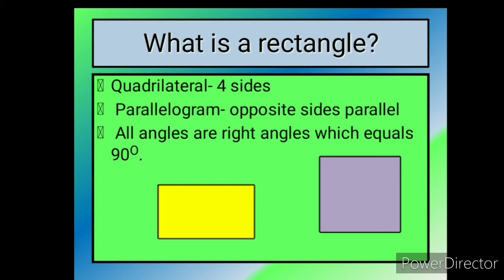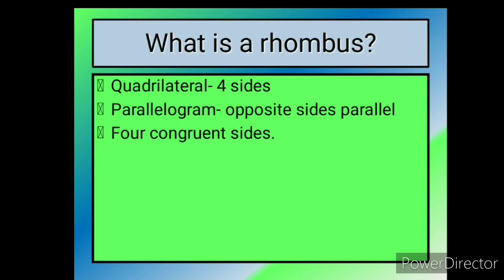Look at these figures. These two are rectangles. What is a rhombus? Next, the third type. It is also a quadrilateral having four sides. It also belongs to the parallelogram family, because in that also opposite sides are parallel. Four congruent sides. What is the meaning? Four sides are equal. See, it is a rhombus shape in which all four sides are equal and at the same time opposite sides are parallel.